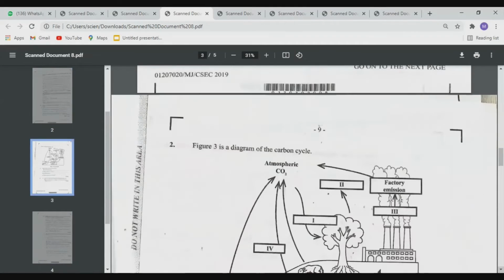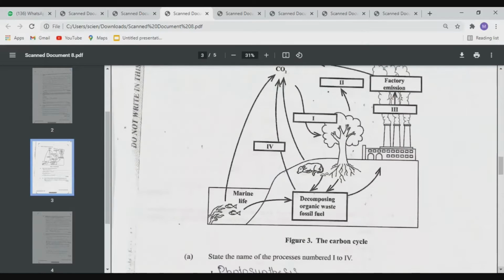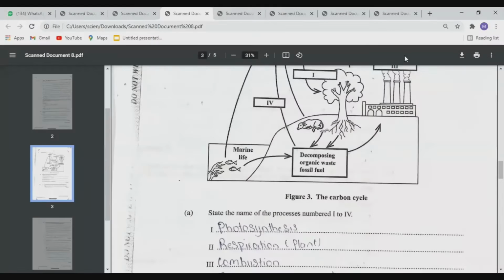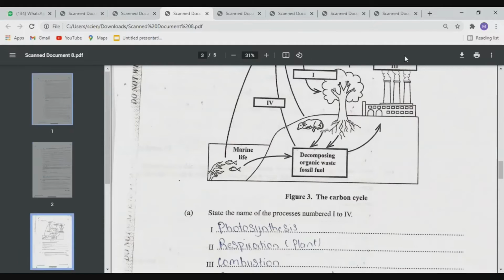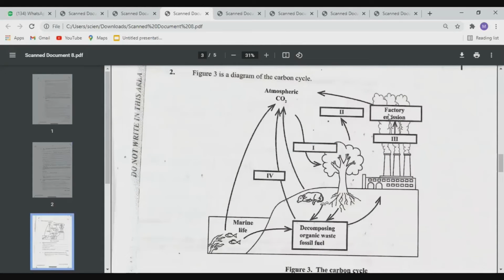So question 2 is talking about this diagram of the carbon cycle. Question 1, state the name of the processes numbered I to IV. Now we can look at the diagram. We're trying to find the name of all the processes. Looking at the diagram, it already told us it's the carbon cycle.